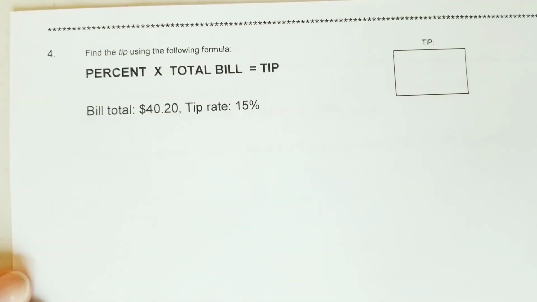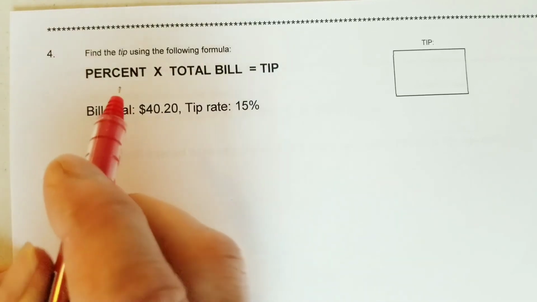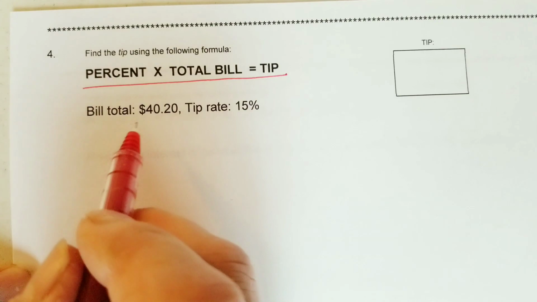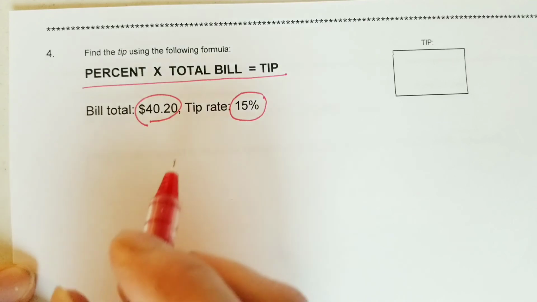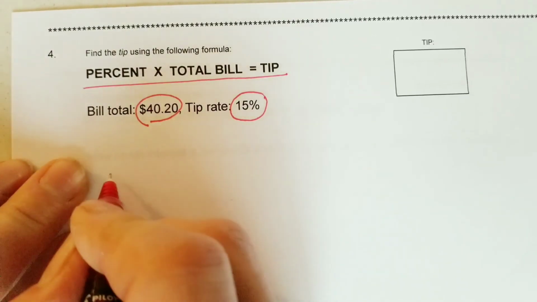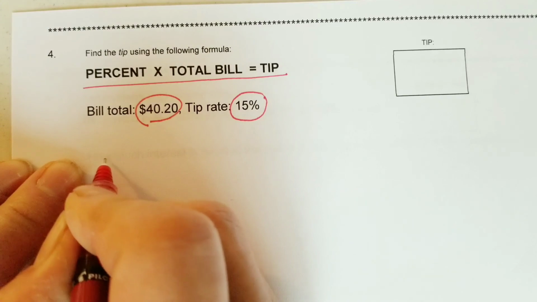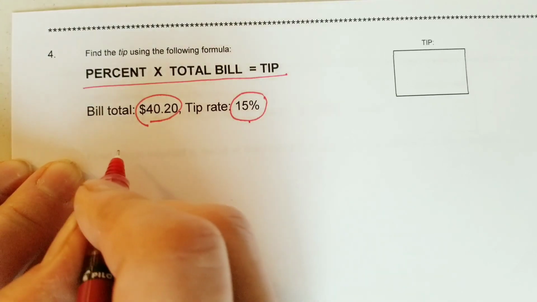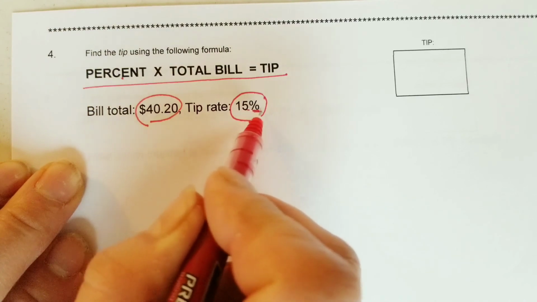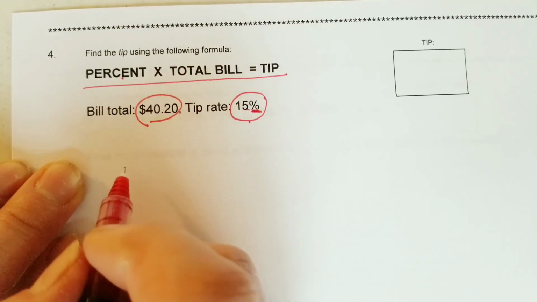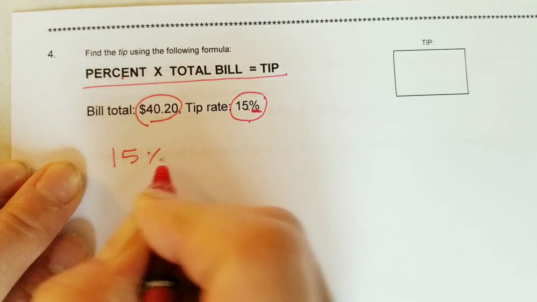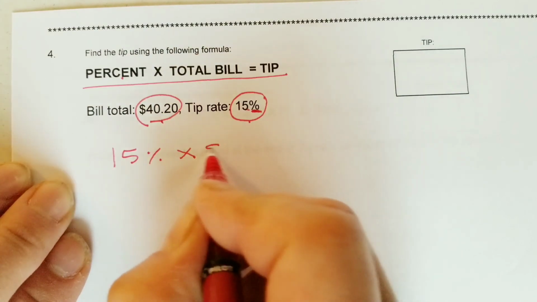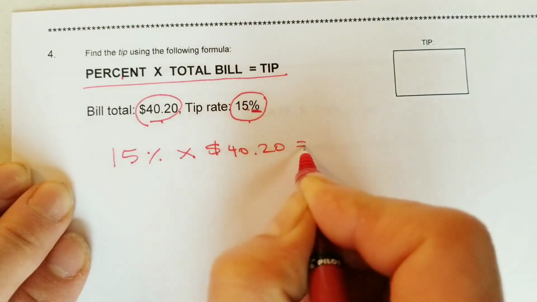Okay, let's look at number 4. We're looking at tips, giving someone a tip. And so we have our tip formula here. And again, go ahead and plug in the values into the right spot and you should have no problem. So our bill is $40.20 and our tip rate is 15%. So again, you see this percent sign here, that'll tip you off, no pun intended, as to where to put the percent. So we have 15% times your total bill, which is $40.20, equals your tip.